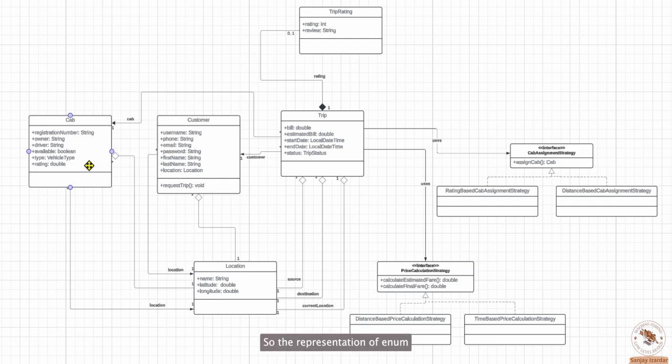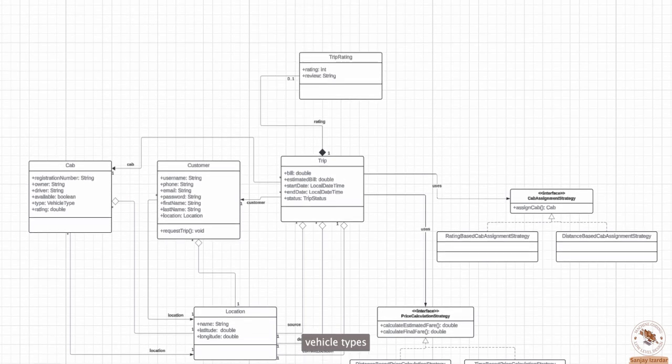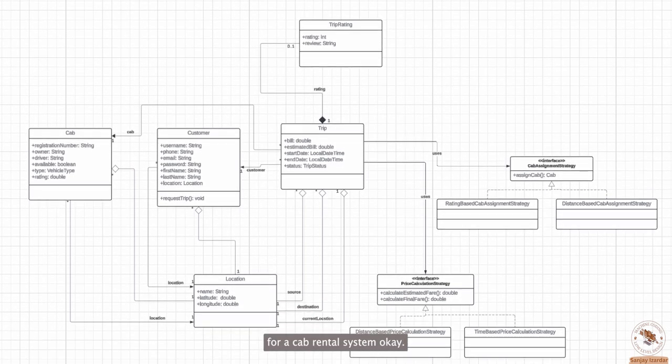The representation of enum can be of two types, whether we can add it in the class itself or we can create a dependency from class to enum. In some of the modules I have created dependency from the class to enum, but this is also one way of showing the class and enum representation. The vehicle type can be micro, mini, prime, sedan and hatchback. So these are the vehicle types for a cab rental system.